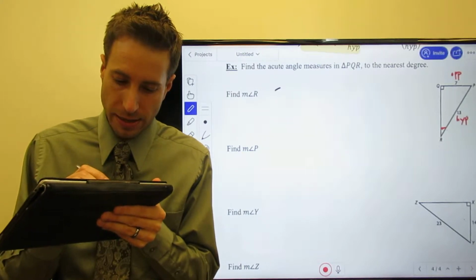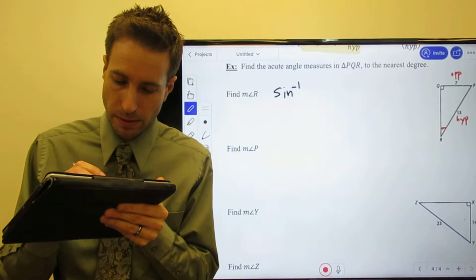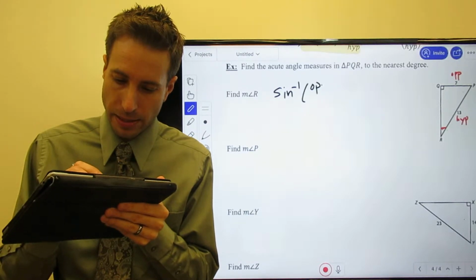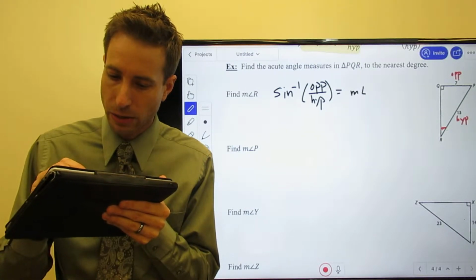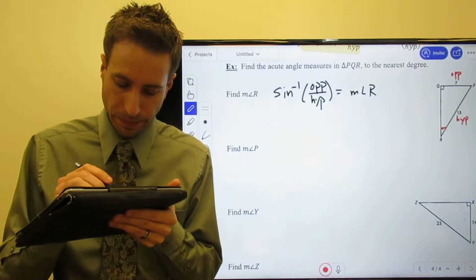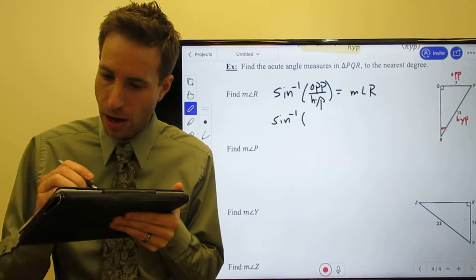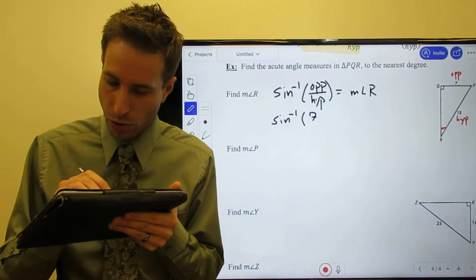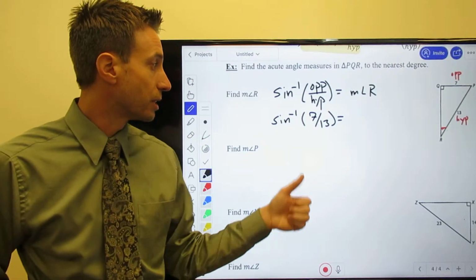So I know that the inverse sine of the opposite over the hypotenuse will be equal to the measure of angle R, which is what I'm trying to find. Plug and chug. It will be the inverse sine of the opposite, which is 7, over the hypotenuse, which is 13. Again, you will simply do inverse sine.